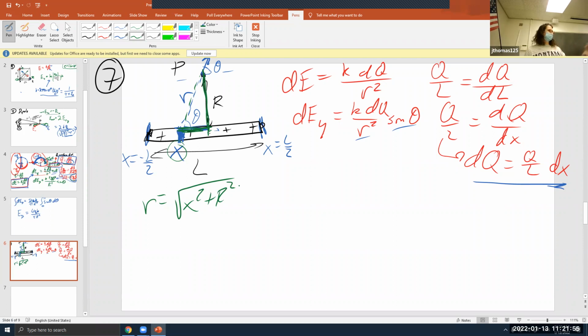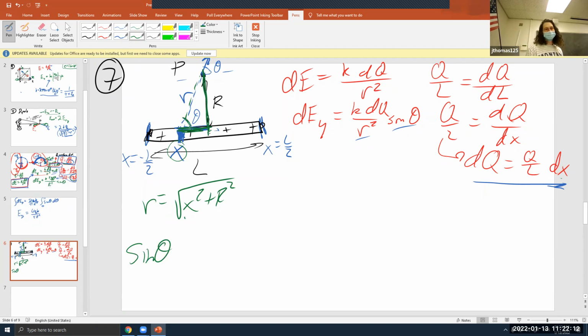And that's just the courtesy of setting the rod on the x-axis; it allows us to express the r that way. All right, so we have the variable that we're integrating with respect to, and we have a constant, so that's good for r. For sine theta, I said we need to do something to get rid of sine theta.